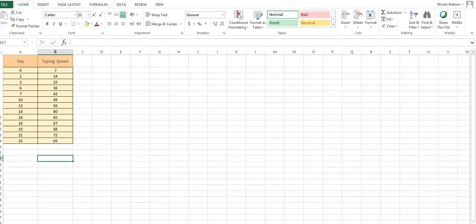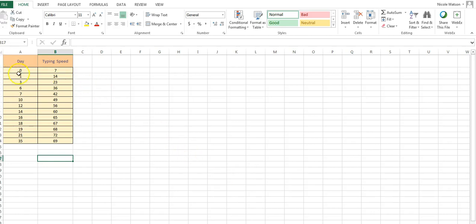When I look at the practice quiz, I see some information. It asks me about the explanatory variable and the response variable. The explanatory variable is going to be the day because the speed is responding to the day. Remember, as the days go on, the typing and the speed of the typing got faster.